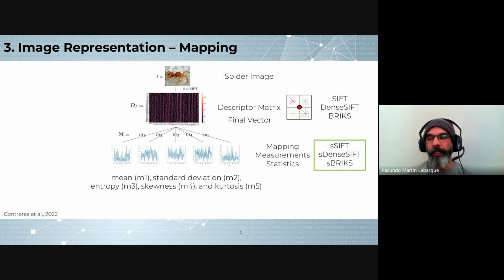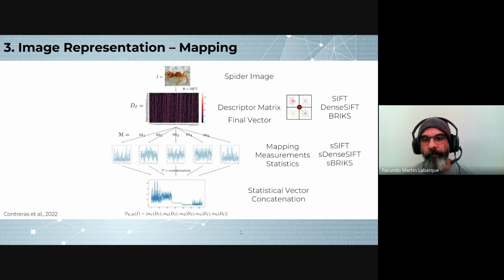From now to the end of the talk, we are going to talk about the descriptors as statistical descriptors. That is S-SIFT, S-DenseSIFT, and S-BRISK. And as we did before, the final vector that we analyzed was the statistical vector concatenation. All these mapping measurements from the description matrix, we transformed into a statistical vector concatenation that we study at the end.